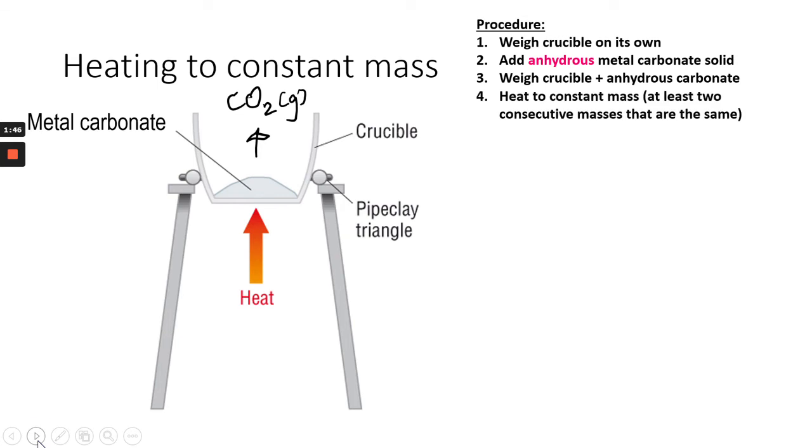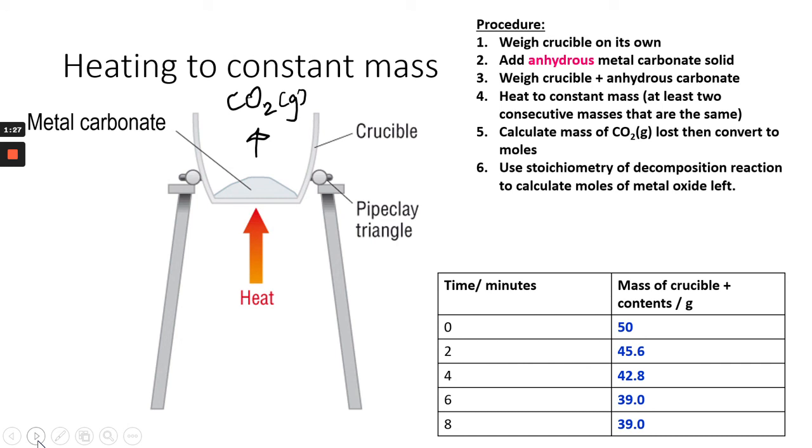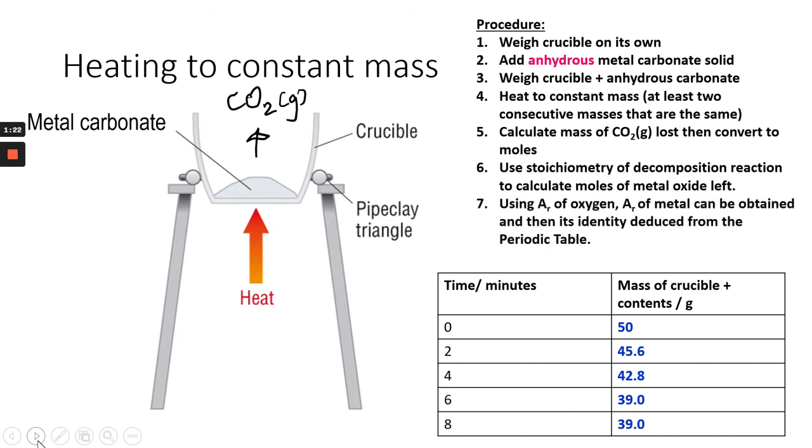You then heat to constant mass, so you have at least 2 consecutive masses that are the same. So I've put some sample data in there, and you can see that the constant mass is 39 grams for the crucible plus its contents. So now you can calculate the mass by difference of carbon dioxide lost, and then convert that to moles. And using the stoichiometry of the decomposition reaction, you can calculate the moles of metal oxide left. From this, using the relative atomic mass of oxygen is 16, the relative atomic mass of the unknown metal can be obtained, and then its identity deduced from the periodic table.